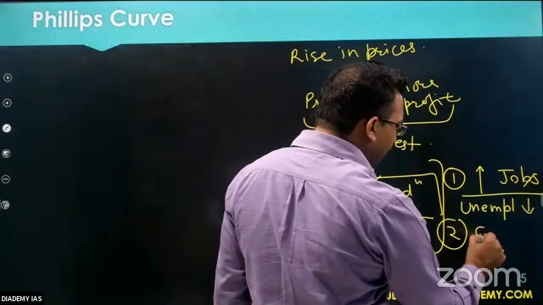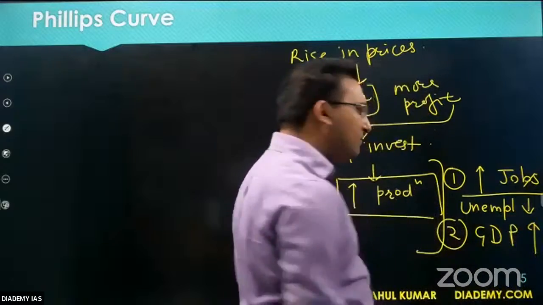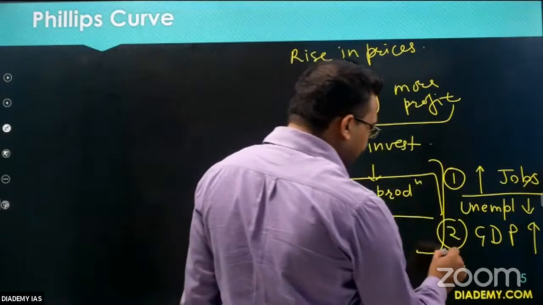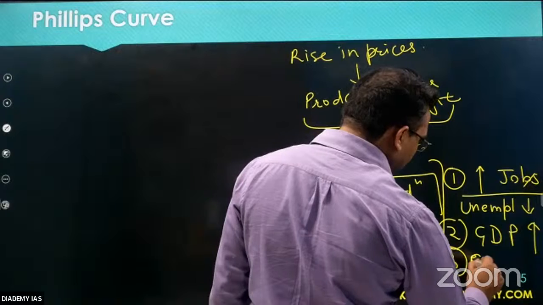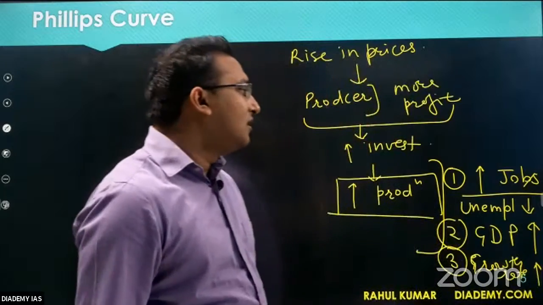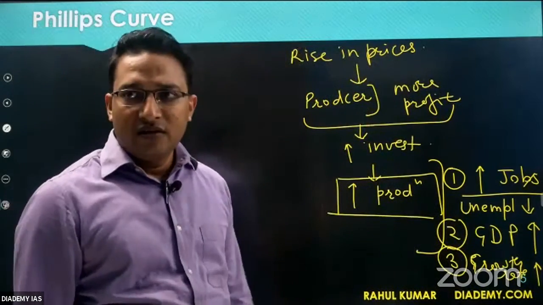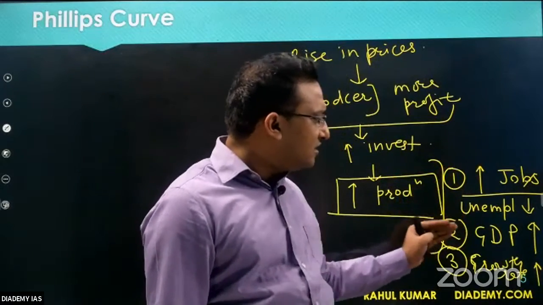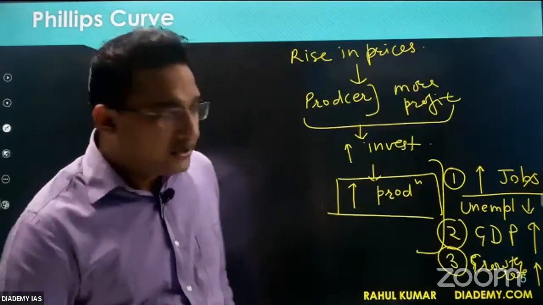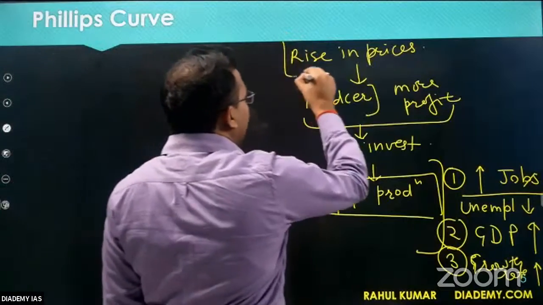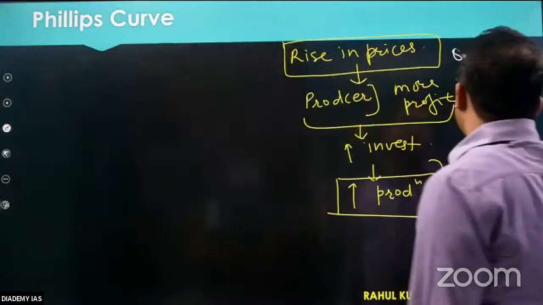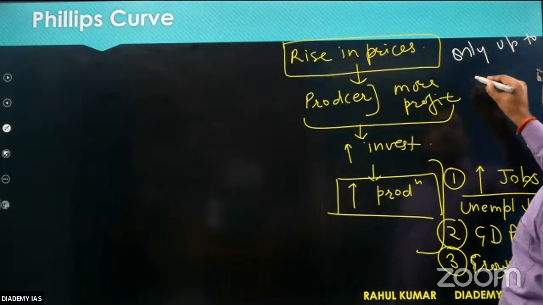Number two, the GDP will increase, because what is the meaning of GDP? GDP means the production, an increase in the production level. Okay, and third, the economic growth rate will increase, right? So basically the point I want to make is, because of the rise in the price, the jobs are increasing, the GDP is increasing, the growth rate is increasing. So inflation is good, but there is a problem, or there is a condition, that this rise in price should be up to a reasonable level. It should not be unlimited. Okay, only up to a reasonable limit.